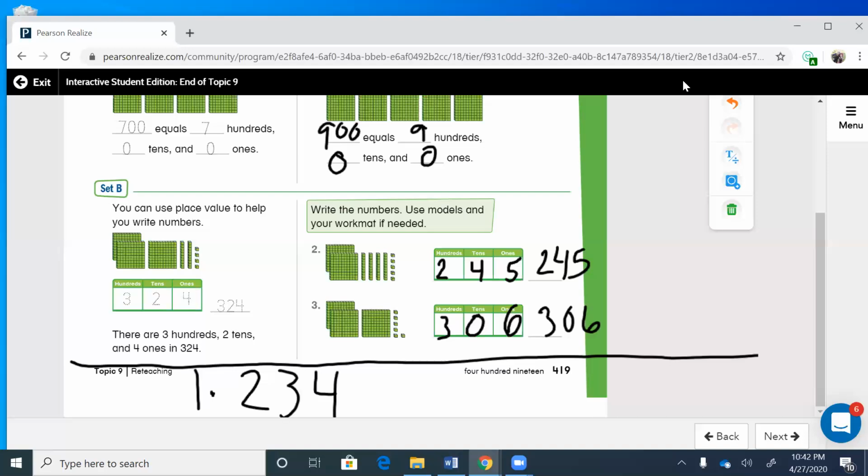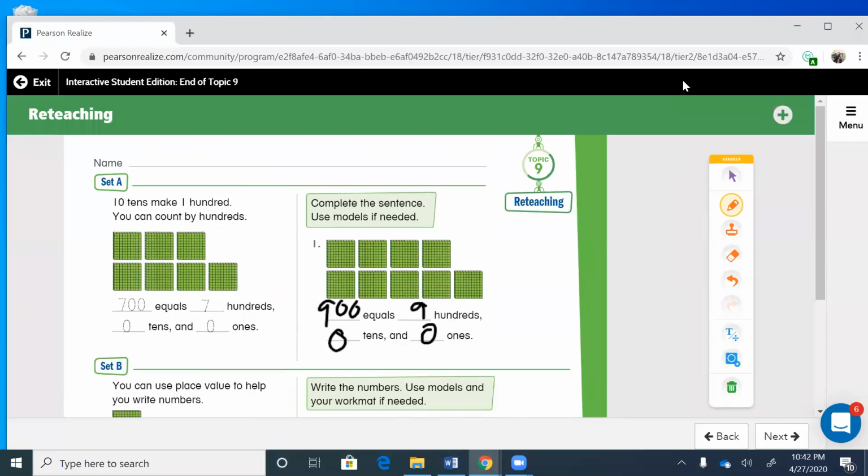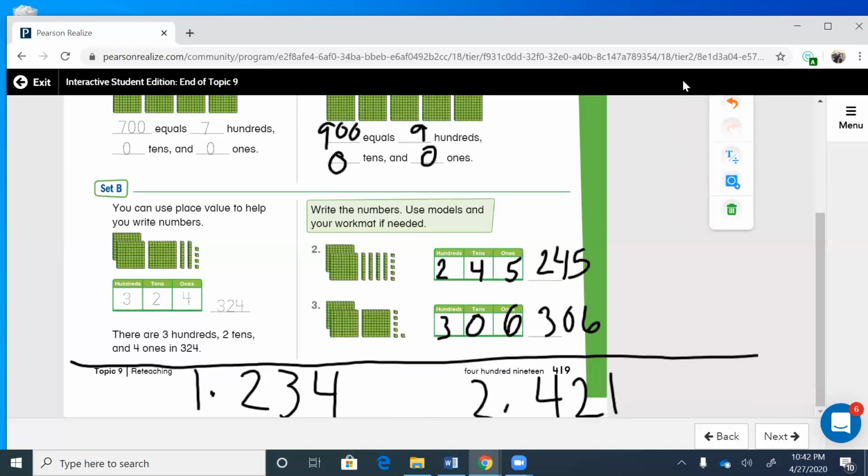234 and 421. So you're going to write 234 in expanded form and 421 in expanded form. And if you don't remember what expanded form is, it was on the other page. Remember, expanded form, if the number was 130, it would be 100 plus 30, okay?